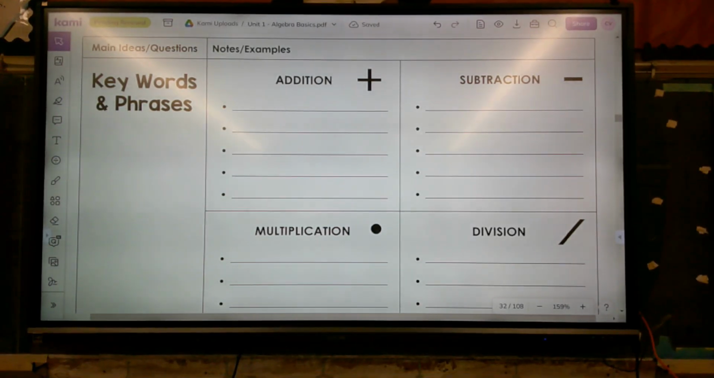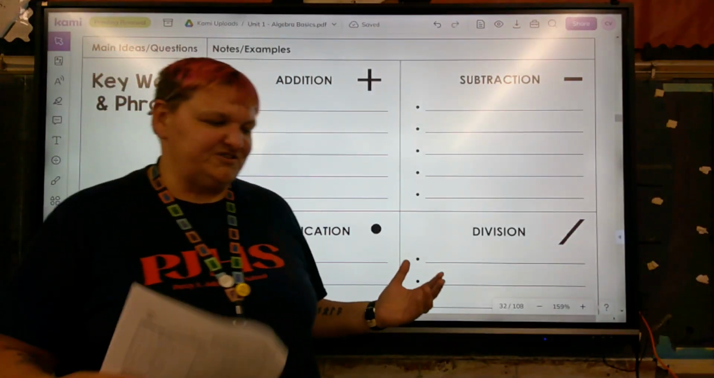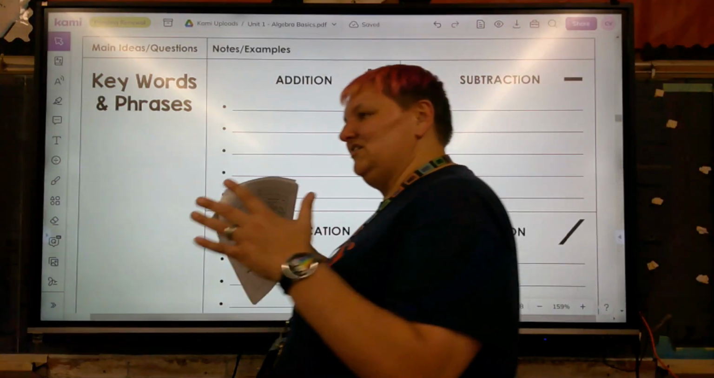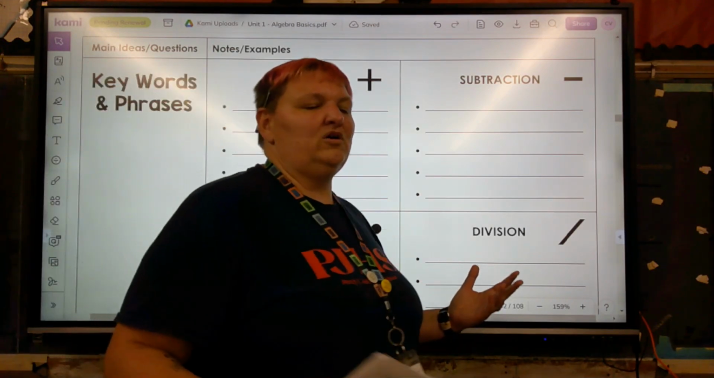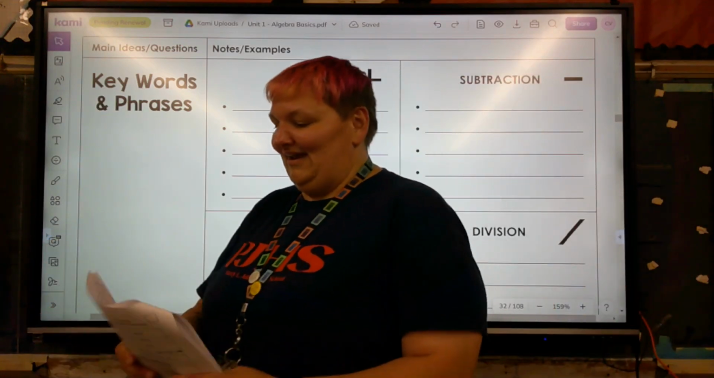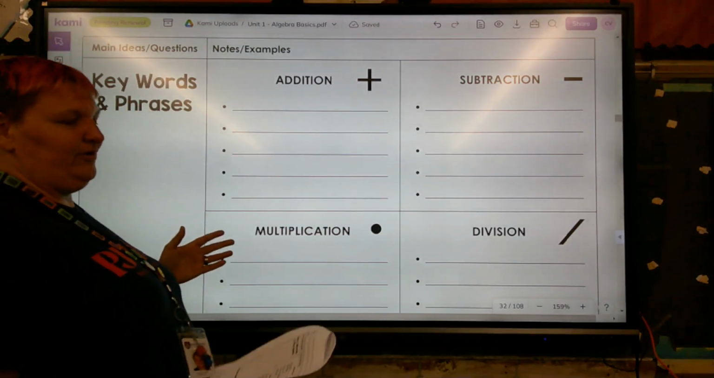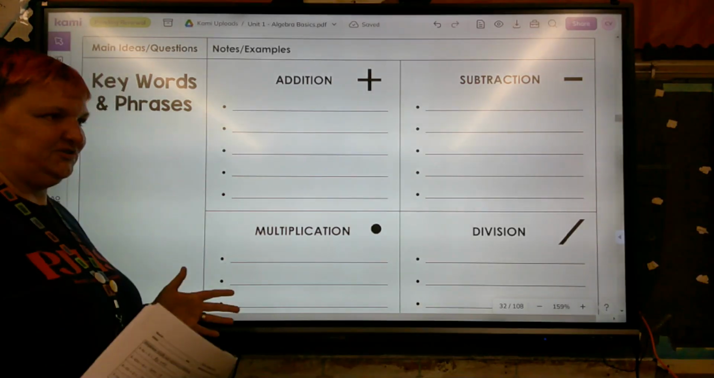Alright, welcome to Unit 1.8. We're looking at translating expressions. We're going to look at how to turn words into numbers and numbers into words, because sometimes in a word problem they give you the words. That's why it's called a word problem. And you have to be able to translate it from the word problem into an expression or an equation. You need to be able to do that.